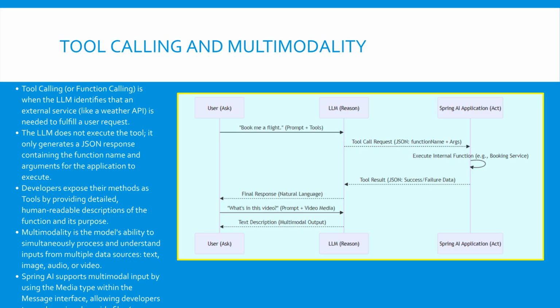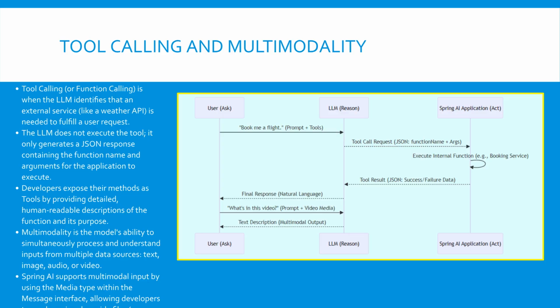Separately, multimodality means the AI can handle mixed inputs, such as text combined with an image, audio, or a PDF document all at once. Spring AI supports this by allowing developers to include media objects, enabling complex requests like asking the model to summarize a PDF document.